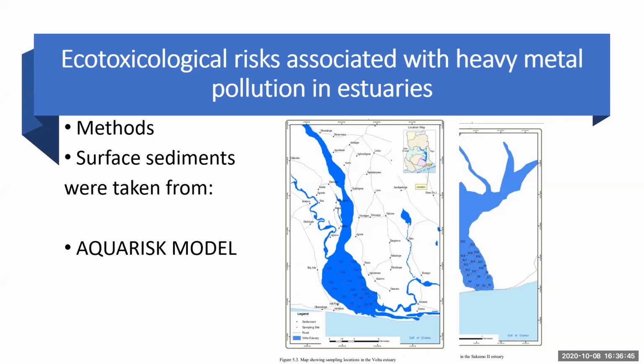So the Ankobra estuary is to the western coast. Then we have the Sakumo estuary, which was in more proximity to the industries. And then we have the Volta, which was not that much polluted with the heavy metals.